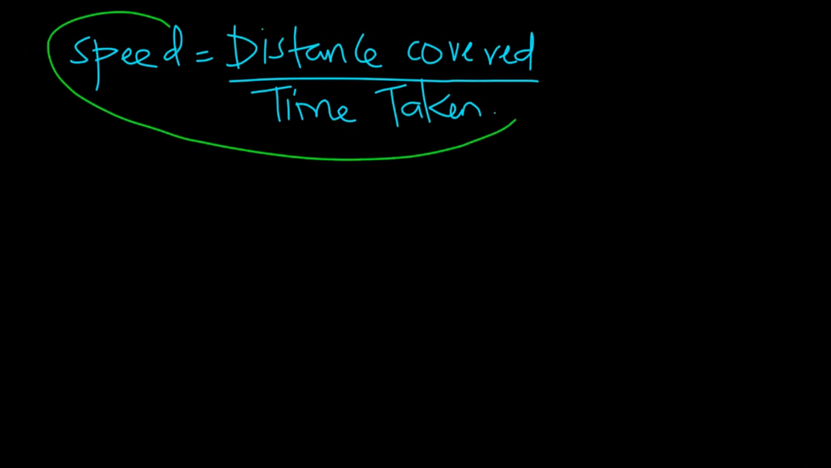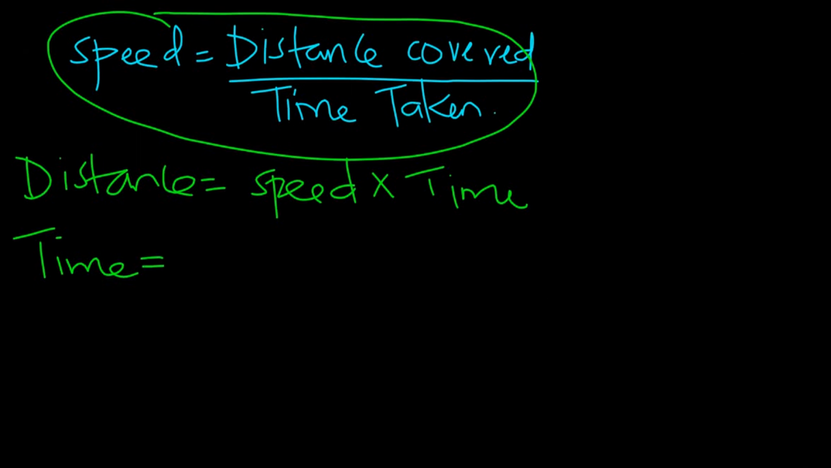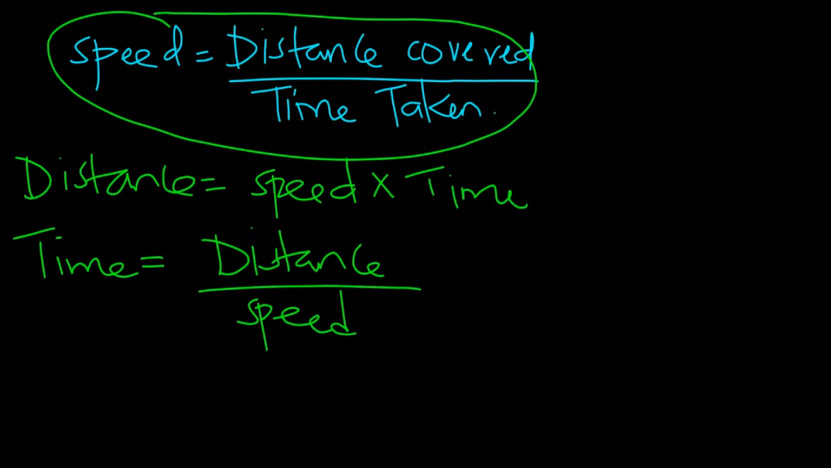And so in this video, I want us to learn how we can calculate distance given speed and time, and also how we can calculate time given distance and speed. So from this relationship, the distance covered will be found by multiplying speed by the time taken. Okay, distance will be equal to speed times time taken, and then time taken will be equal to distance covered divided by the speed. Okay, so we can look at a few examples.